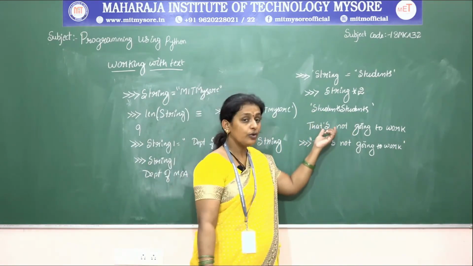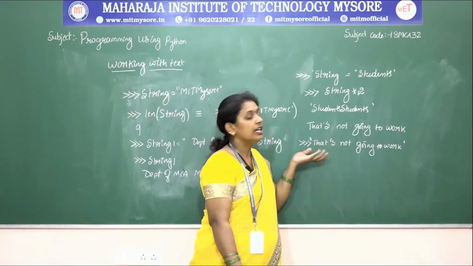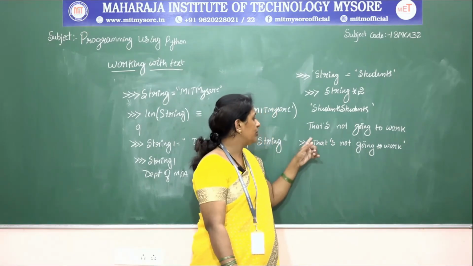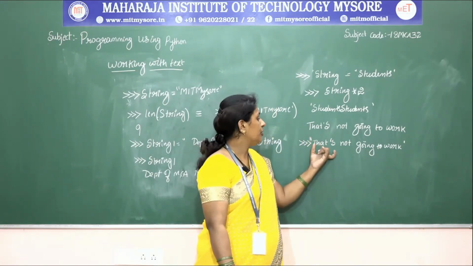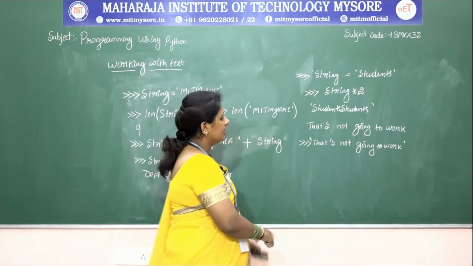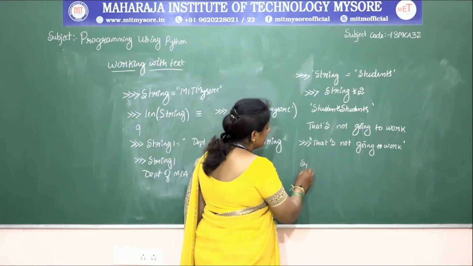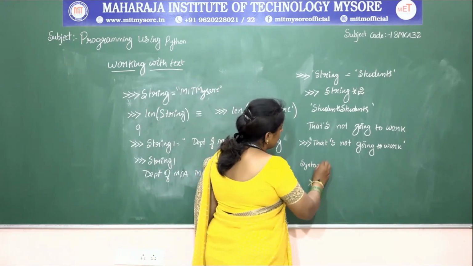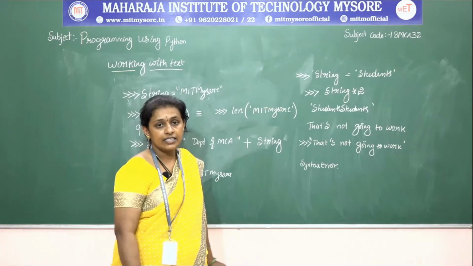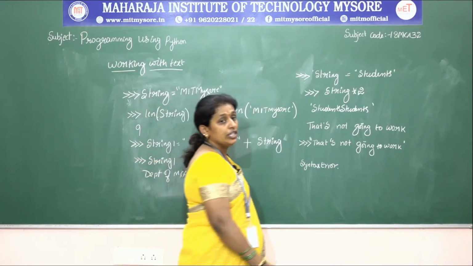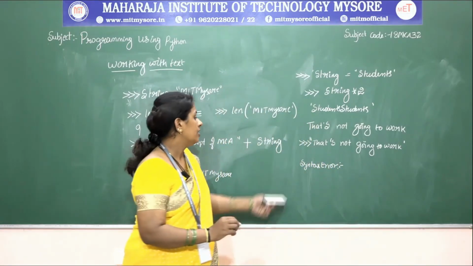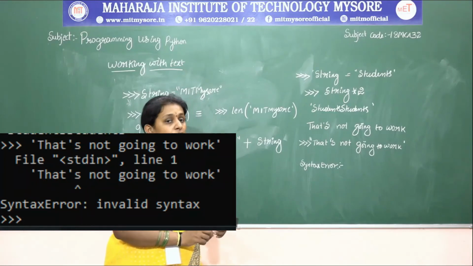I wanted to display this content on the screen, so in a terminal or in a shell, I am going to write it like this. Opening the single quotes, I type it, and that is not going to work. When this statement gets executed, I will get an error message as syntax error: invalid character in identifier. Syntax error messages will be displayed on the screen.